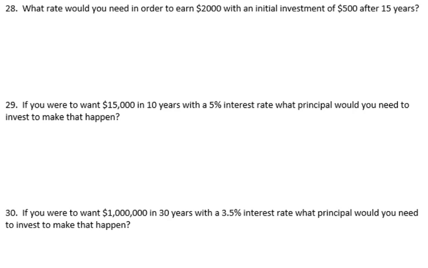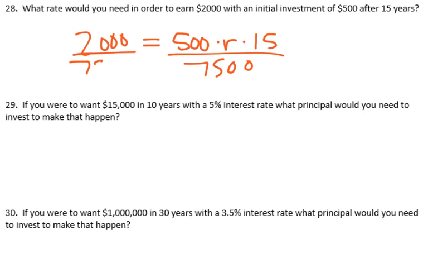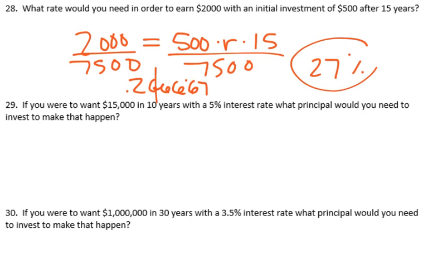So for 28, same idea. We want to earn 2,000 from an initial investment of 500 after 15 years. So 500 times 15 gives us 7,500, and we divide by that. 2,000 divided by 7,500 would give us 0.2666667. So basically a 27% interest rate, if we round up.